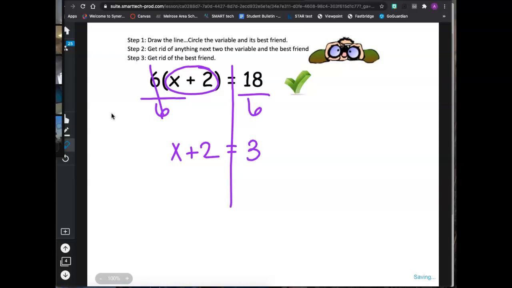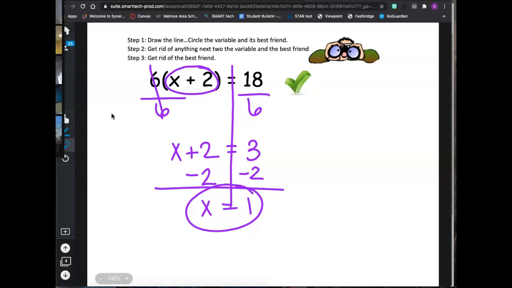Okay? Now the variable wants to be by itself. Get rid of the best friend. How do I get rid of a plus 2? Some of you are doing this with a minus 2. So I'm going to put minus 2 on each side. And you get x equals 1. Questions there?